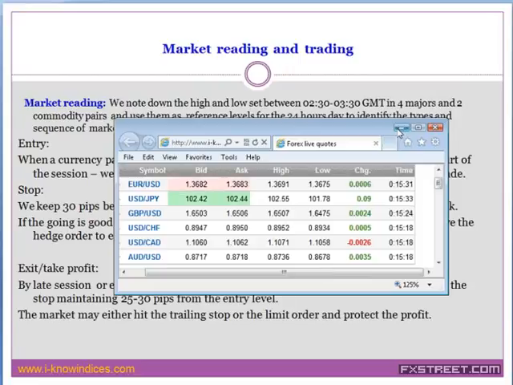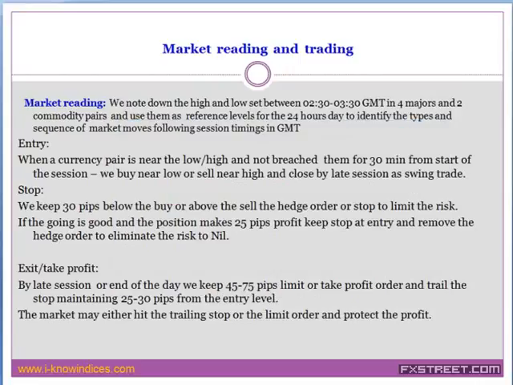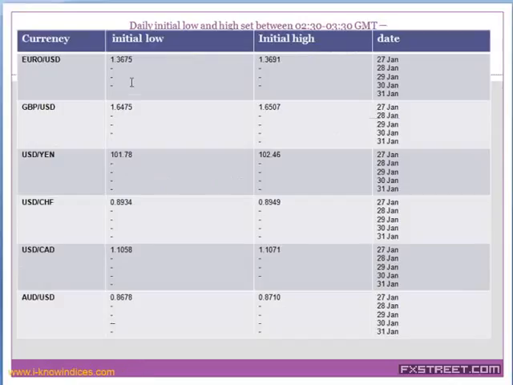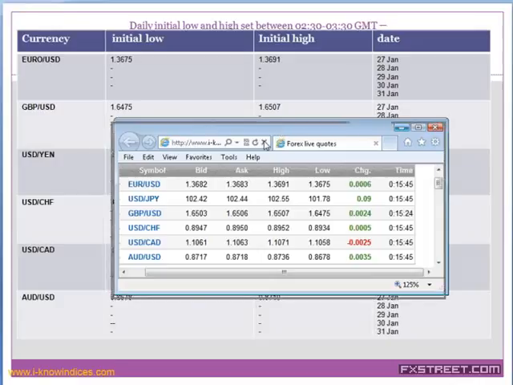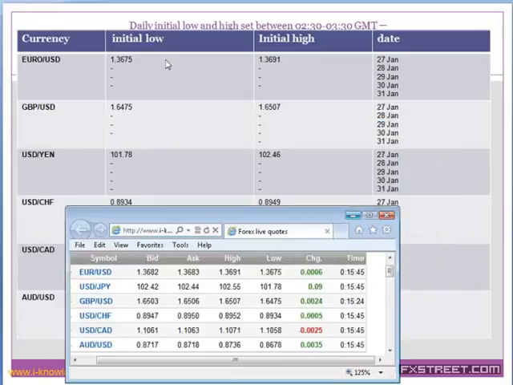Okay, that is the only criteria we have to take into consideration. As they proceed during the day, you'll find the spread between the high and the low will increase. Now, we have noted down the initial lows and the highs in all the four majors and two commodity pairs. So Euro has not breached the low or the high. The spread is low, lower than 40. GBP has not breached the high or the low. The spread is low. Yen has also not breached the low, but Yen has breached the high.